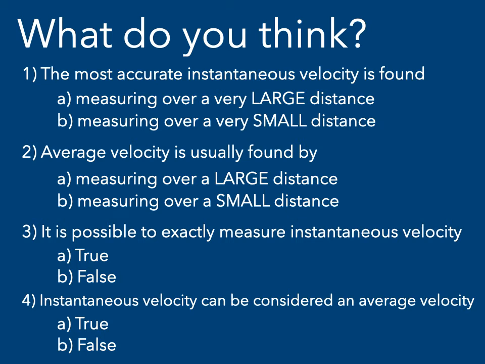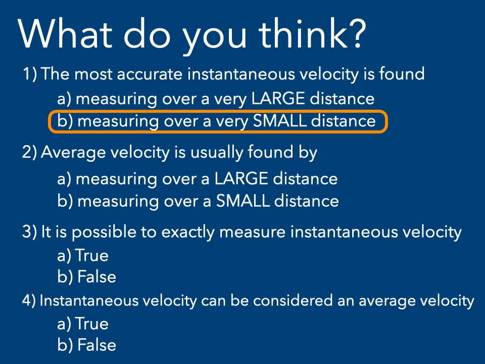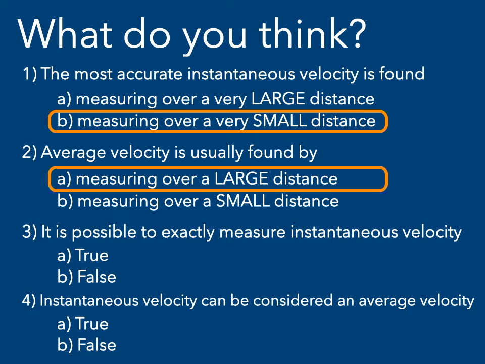What do you think? You may want to pause the video as I ask these questions. The most accurate representation of instantaneous velocity is found through A or B. It is B, because you want to measure over a very small distance. And that's going to become more clear in a moment. Average velocity is usually found by A or B. And that is A, measuring over a large distance.